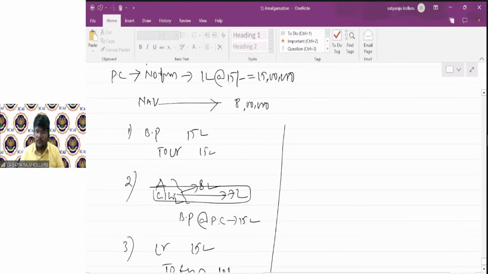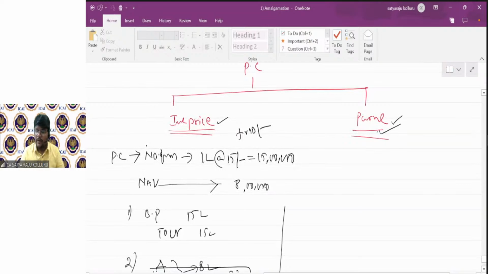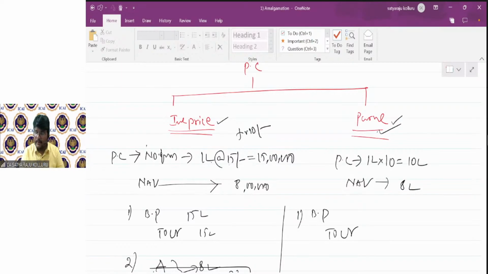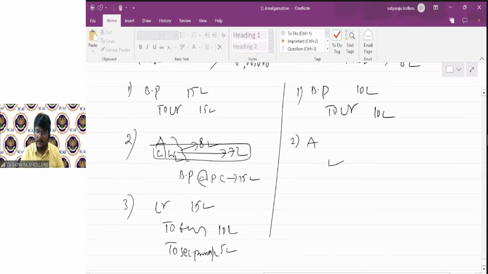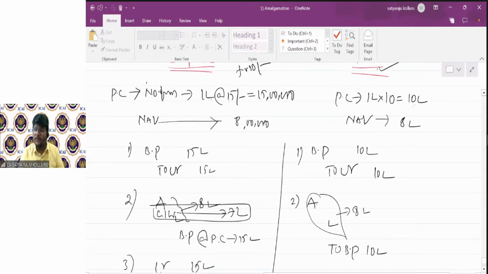Now come to the second situation. What is that second situation? PC is recorded at par value. If I record PC at par value, PC is nothing but the number of shares issued as PC, 1 lakh into 10 rupees, which is 10 lakhs. NAV is how much? 8 lakhs. Now let me record the same entries. Business purchase to liquidator at the rate of PC, 10 lakhs. Second entry, assets and liabilities at the agreed values, which is nothing but NAV, 8 lakhs, to business purchase, now at 10 lakhs. If I compare PC with NAV, the excess of PC over NAV is only 2 lakhs.